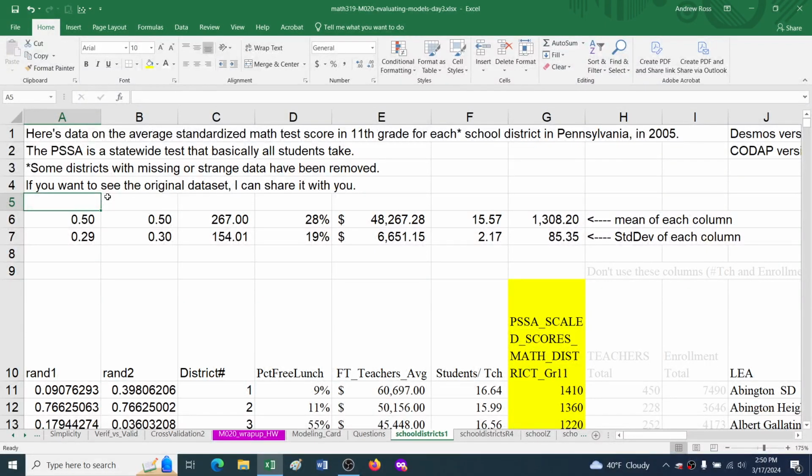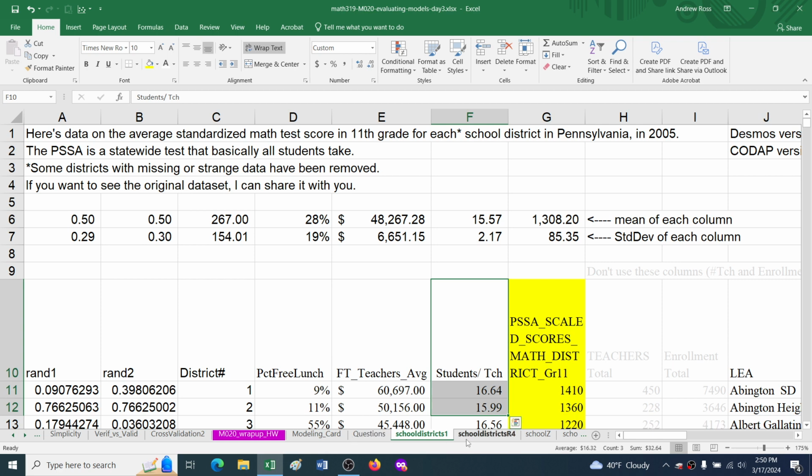Let's talk about interpreting the regression coefficients in a multiple regression and comparing them to each other. Here I've got our Pennsylvania State District data with 11th grade math test scores, and the percent free lunch in each district, the full-time teacher's salary, student-teacher ratio.